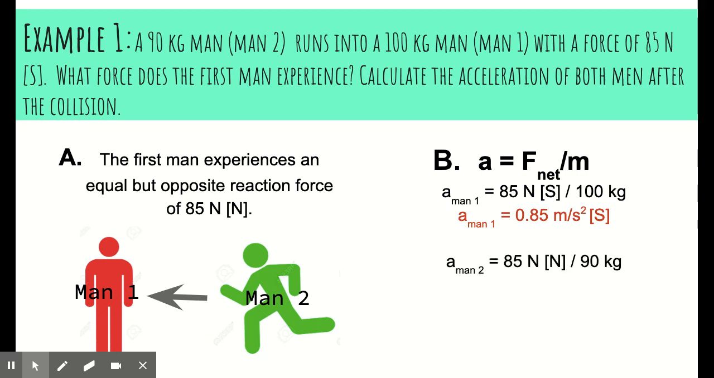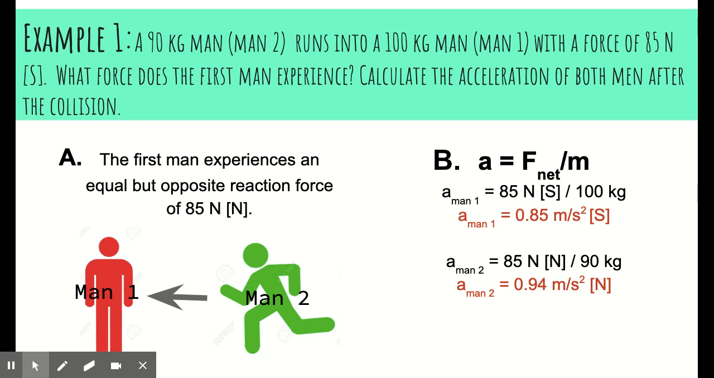For man 2, you're going to have the same magnitude of force, but in the opposite direction, divided by his mass. So he's going to have 85 newtons north divided by 90 kilograms, which is going to give man 2 an acceleration of 0.94 meters per second squared north.